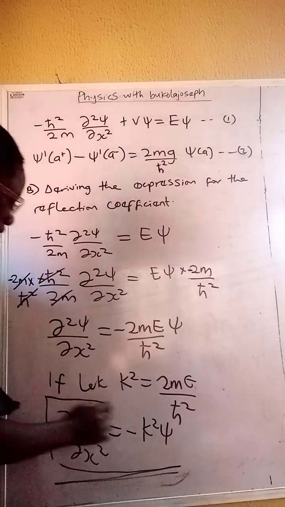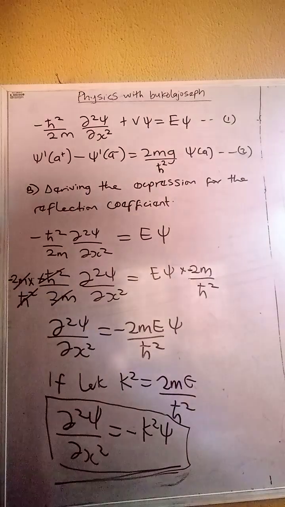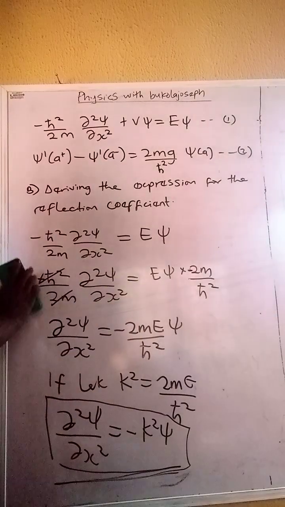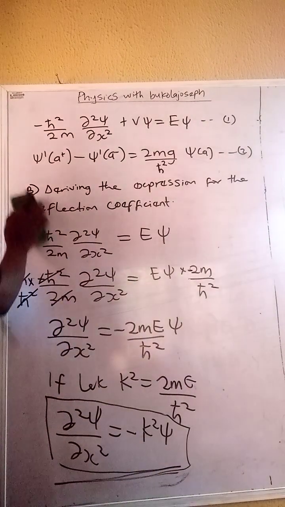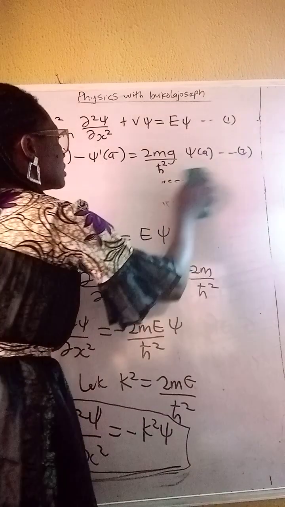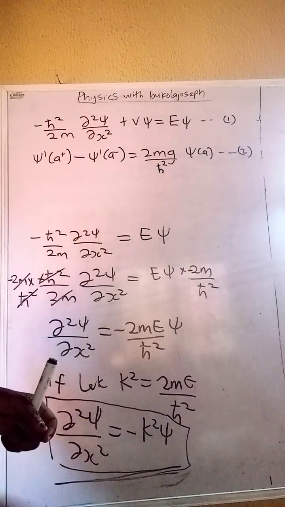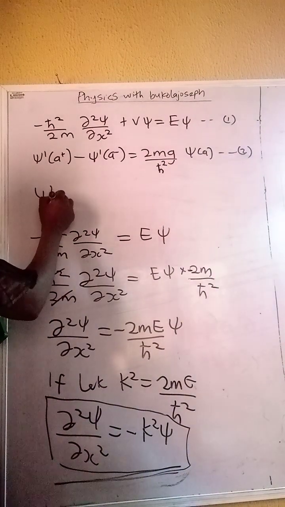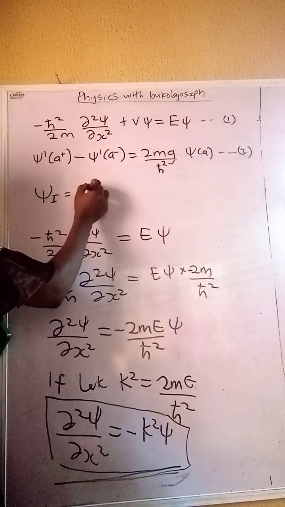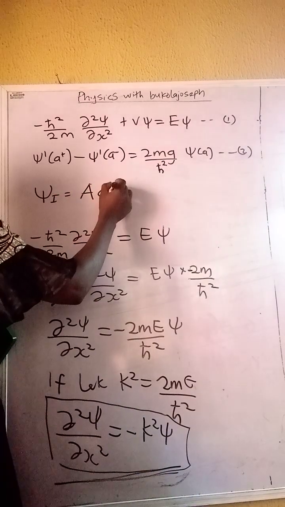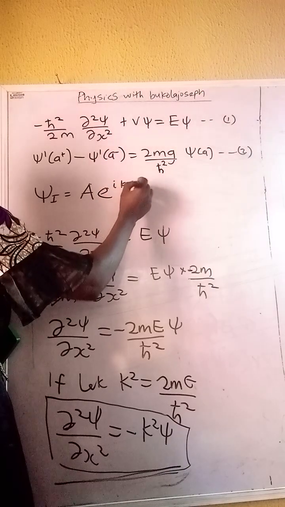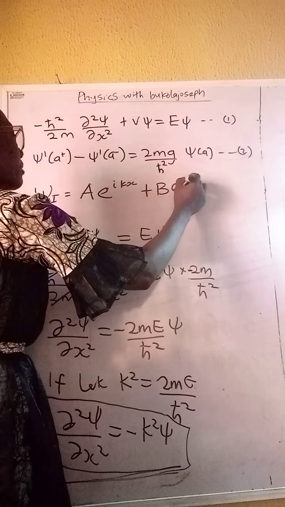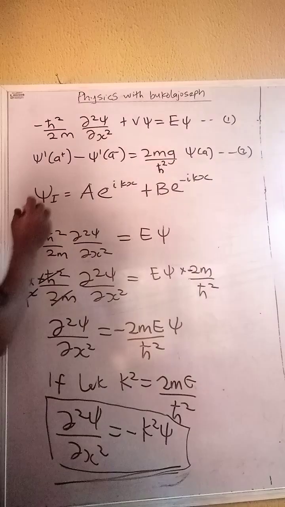The function you see on the board has a solution, and the solution is this. Sorry, I'm going to wipe this information. So it means we'll have this solution for region 1: A exponential ikx plus B exponential minus ikx. This is for region 1.